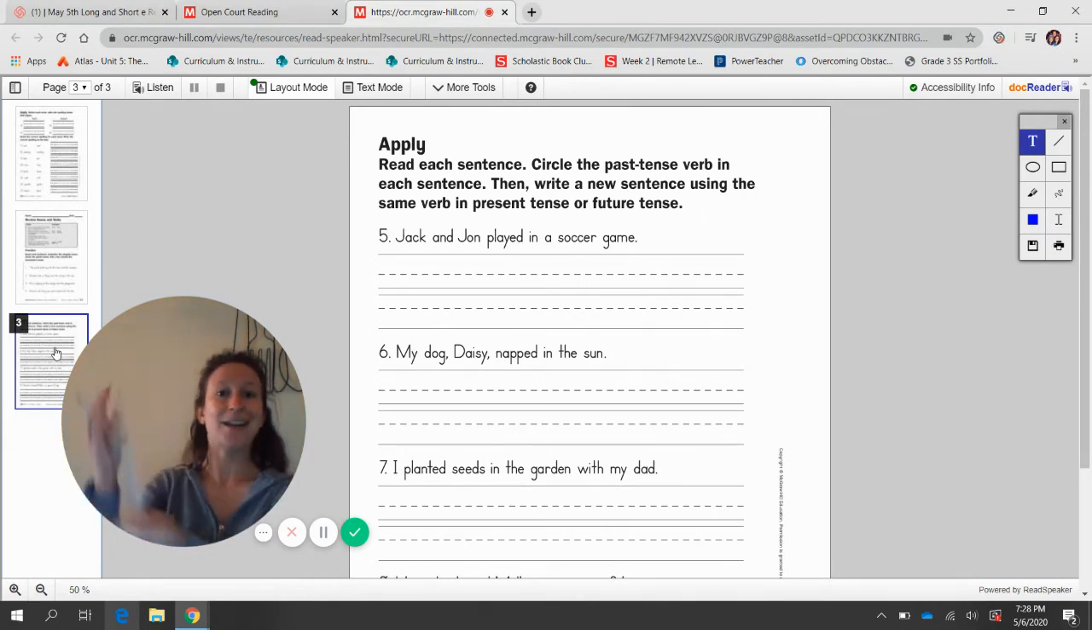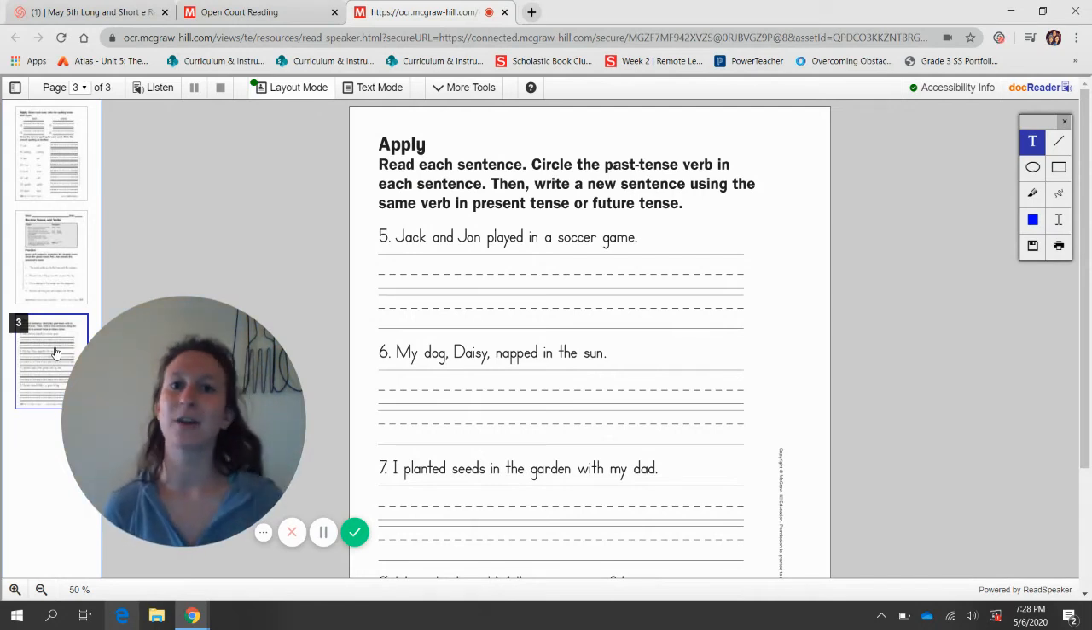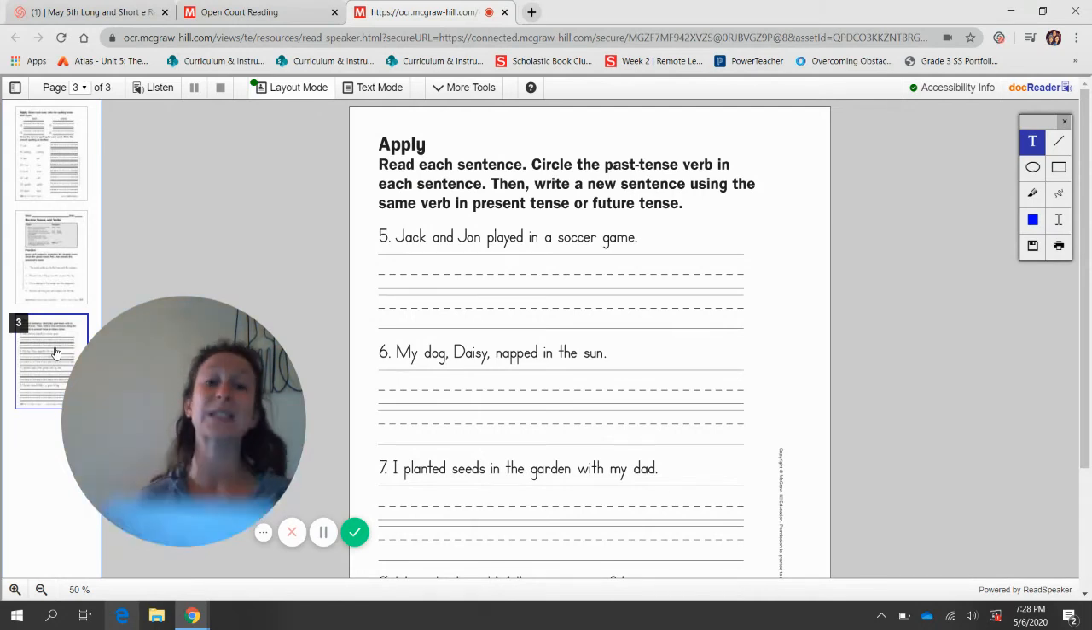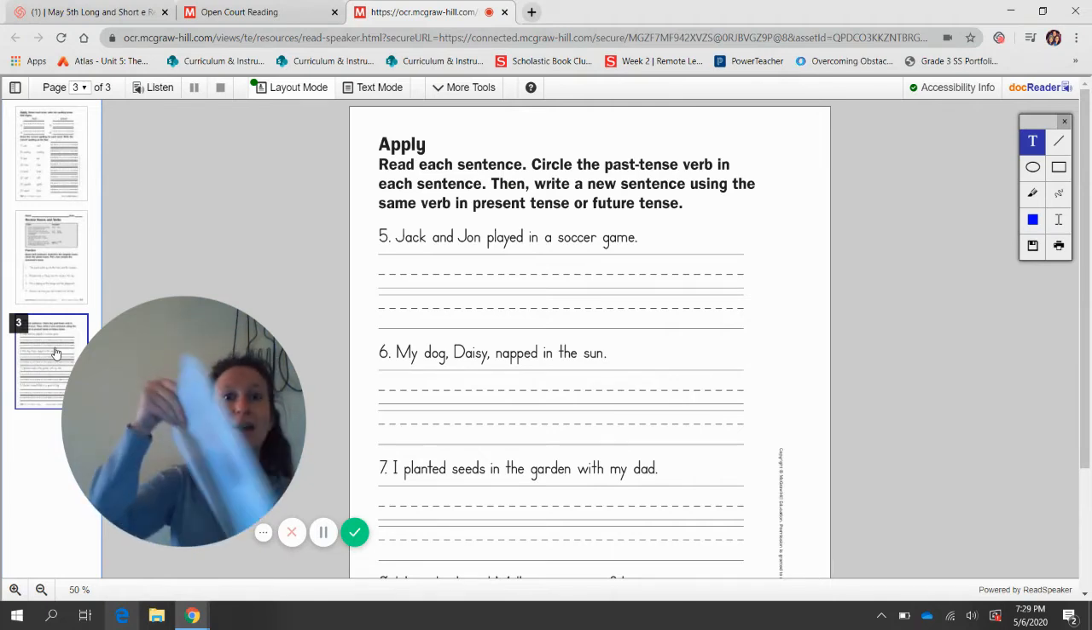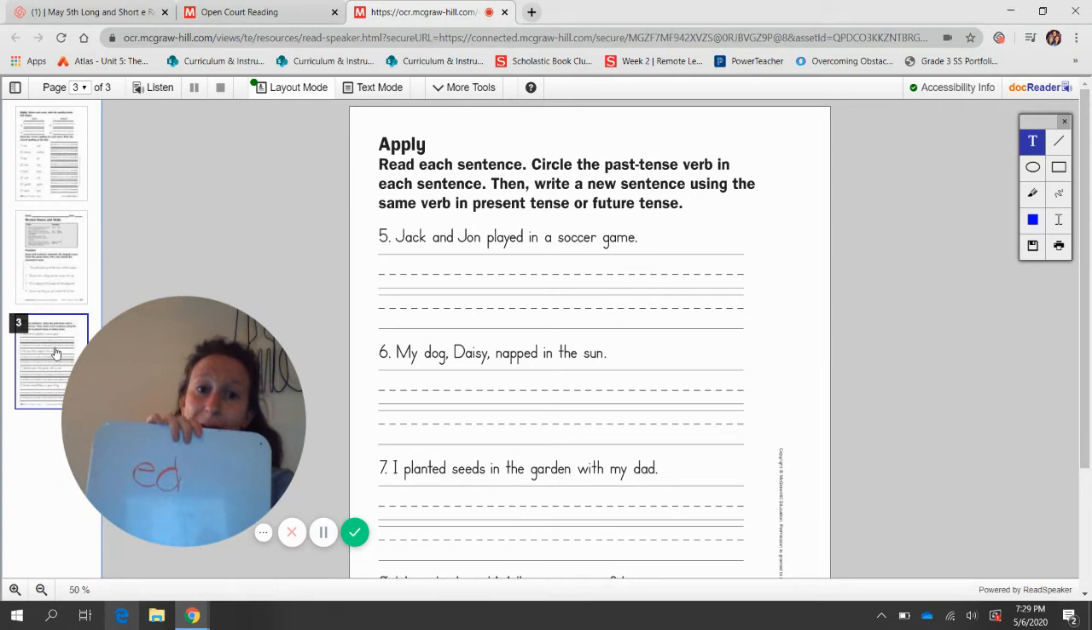ED, right? Now, this spelling pattern, my apologies, makes 3 different sounds. It can make the ed sound, it can make the d sound, or it can make the t sound. It all depends on what verb you have. But sometimes when you have the ED, those are the sounds that you hear at the end.